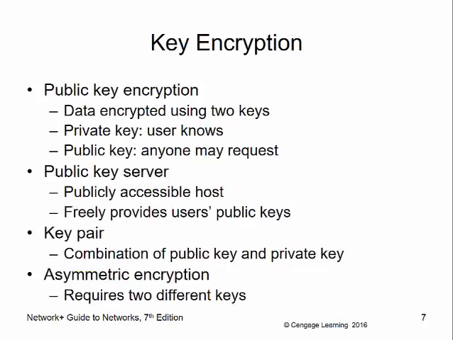But then we have public key encryption. Public key encryption uses two keys, right? We have a private key that only the owner of that key has, and then a public key that anyone can get. It's publicly available. In fact, they're usually put out on public key servers. You can just go and get it. Together, they're known as a key pair, and they're mathematically tied together.